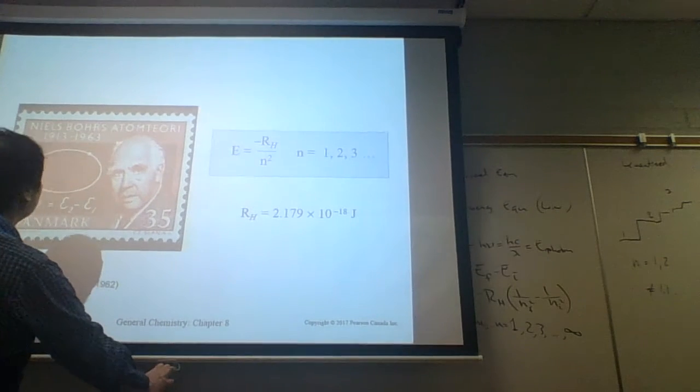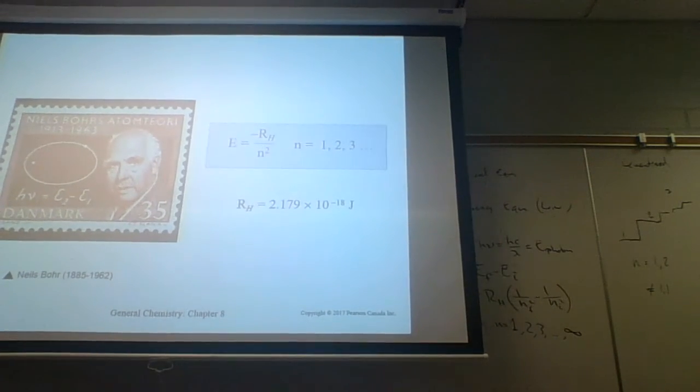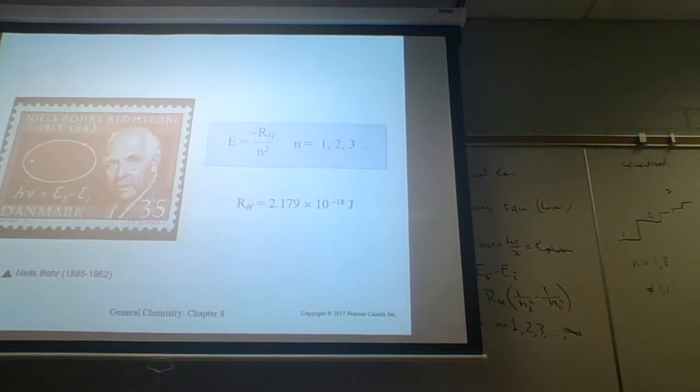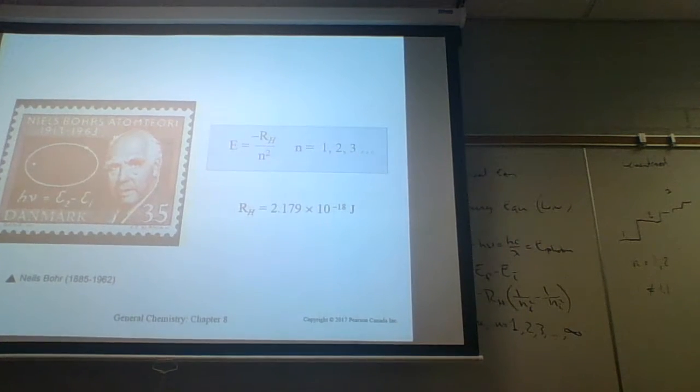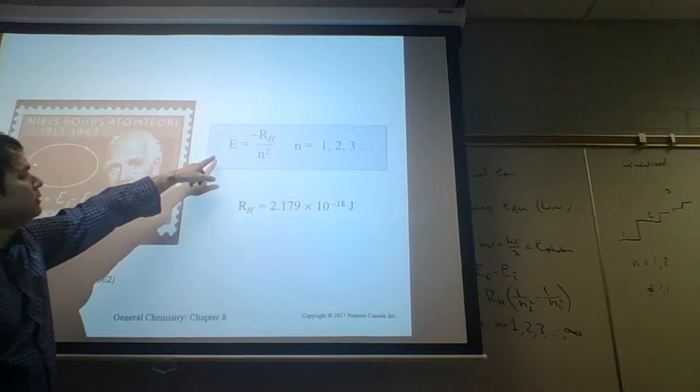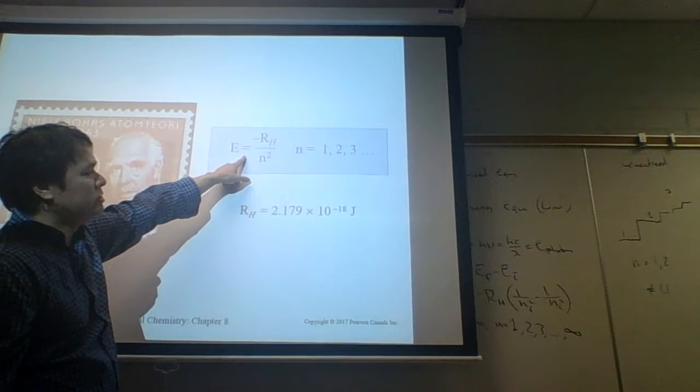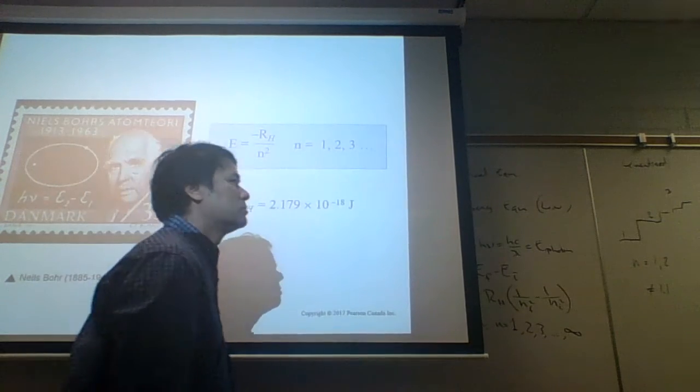So even though the Bohr theory turned out to be wrong, they still made stamps after him. Niels Bohr, atomic theory. Here's the energy of the electron. These are allowed energies. Any other energy is forbidden.